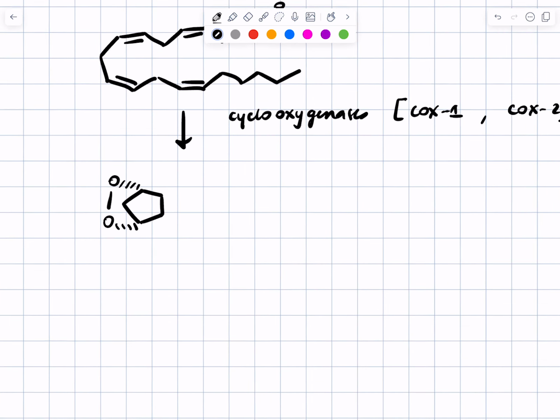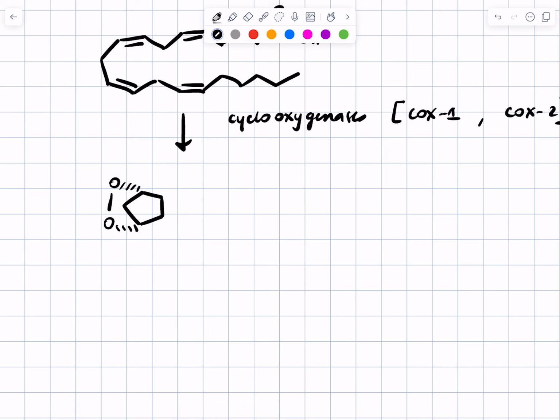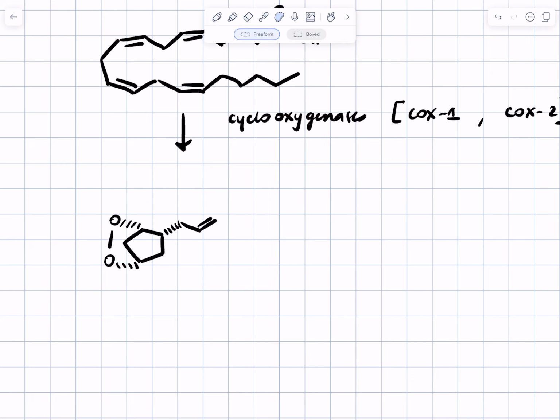And then, of course, this conversion is not meant to make sense. You're not meant to see the actual reaction or how it happens. I'm just showing you what happens so you can get an idea of where the 20 carbons go.